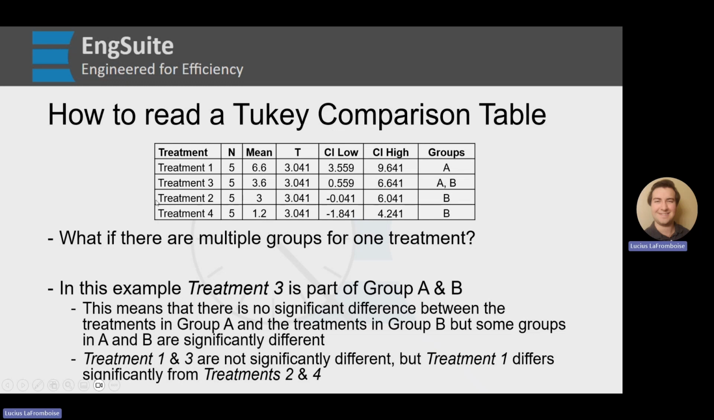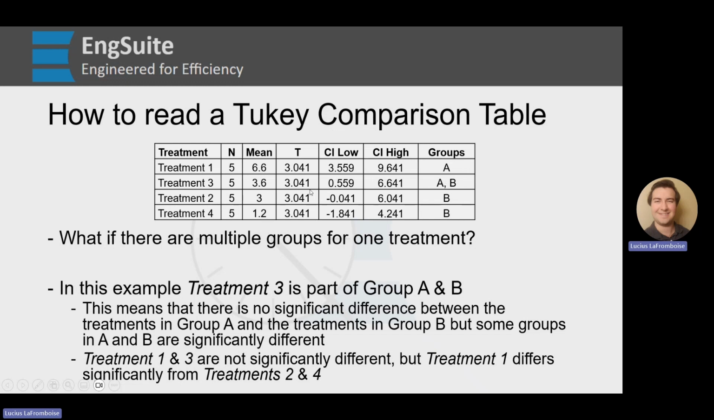So that means everything in group A, treatments 1 and 3, are not significantly different. Everything in B, treatments 3, 2, and 4, are not significantly different. But treatment 1 is in A, and treatments 2 and 4 are in B. There's no overlap in the groups. That means they are significantly different.